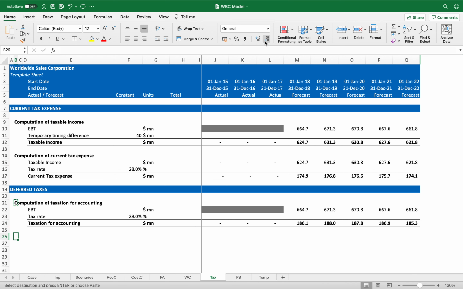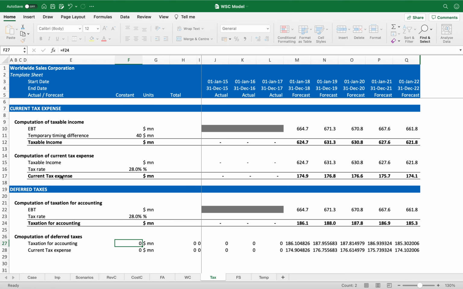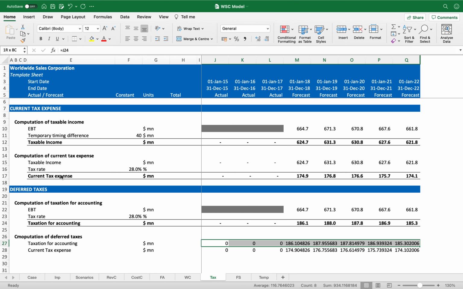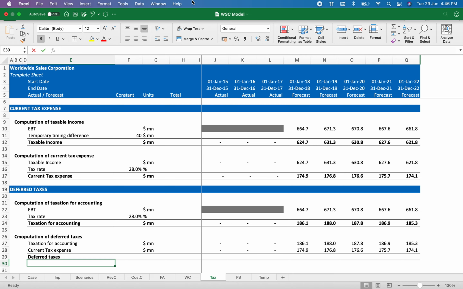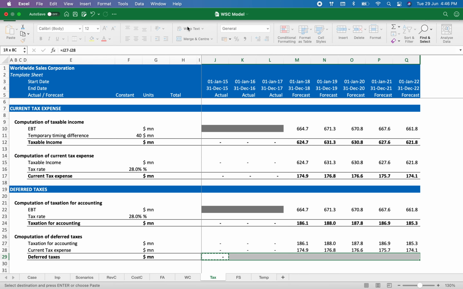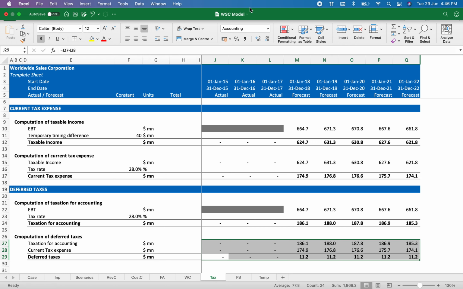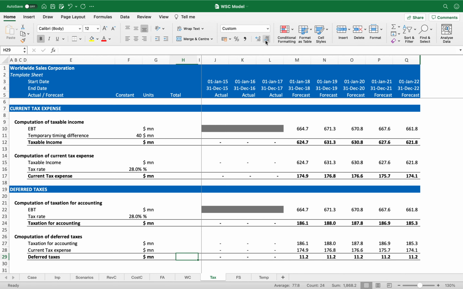Now, computation of deferred taxes. I have taxation for accounting. I have current tax expense. So I can get deferred taxes, simple: tax for accounting minus current tax expense. This is the tax that I am deferring, and this will be paid by me once these temporary differences recover.